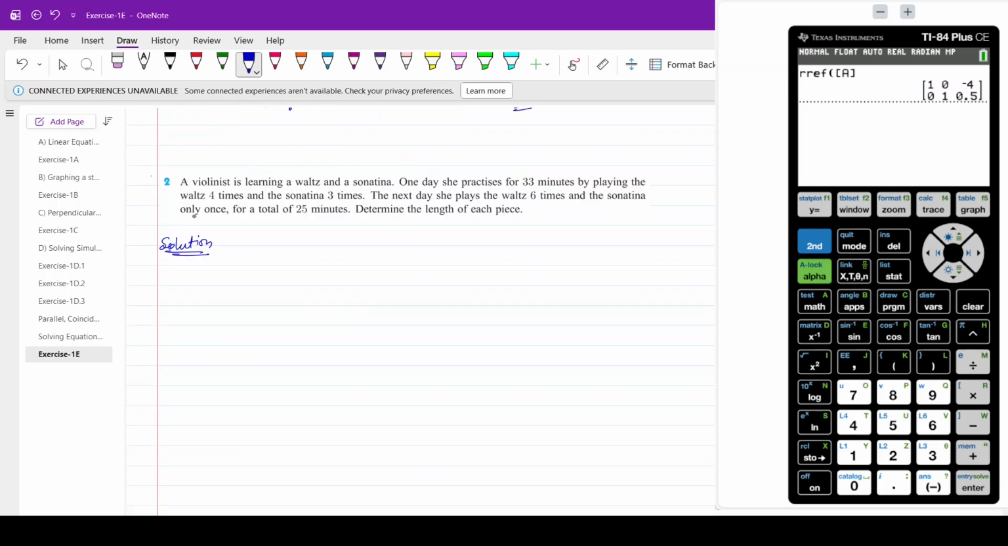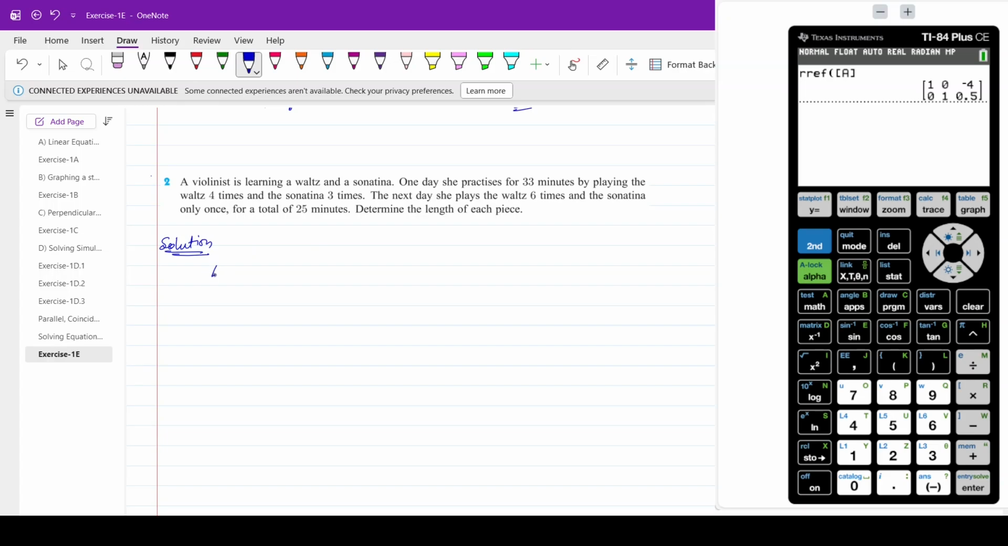The question says, a violinist is learning a waltz and a sonatina. One day she practices for 33 minutes by playing the waltz 4 times and sonatina 3 times. The next day she plays the waltz 6 times and sonatina only once, for a total of 25 minutes. Determine the length of each piece.